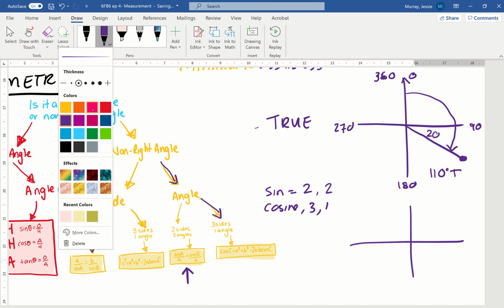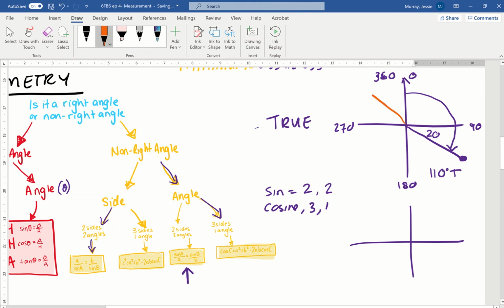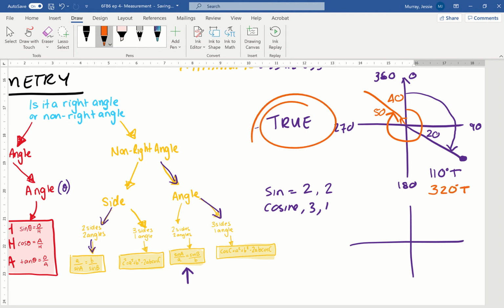So then I could put one of those lines anywhere. I could say, okay, what if it's 40 in here? I say, all right, the true bearing is going to be this angle here. Remember, it's always a right angle in here, so you can say, well, that's all 90 degrees, which makes that 50. So I could do 270 plus 50, or I could do 360 minus 40. Either way, you'd get 320 degrees true. So they are your true bearings.